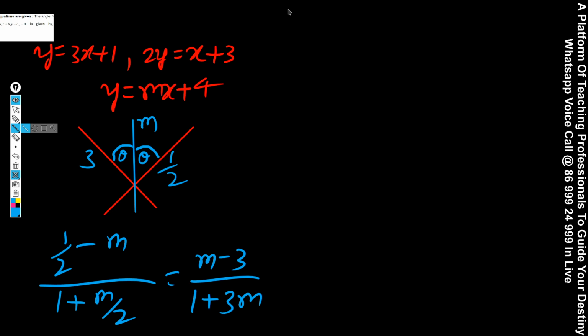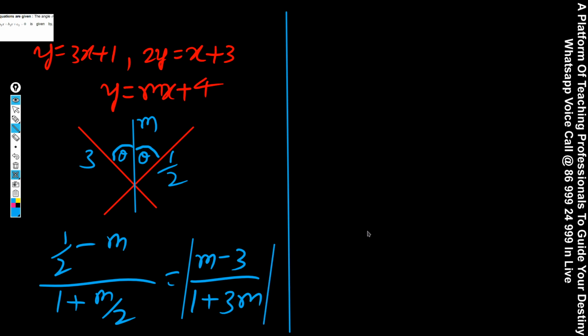Okay, so you have to simplify this to get the value of m. Or if you forget the point that the direction is to be considered in the continuation form, then you put a modulus, no problem. You put modulus, then you'll get two values for m. This modulus can be used.